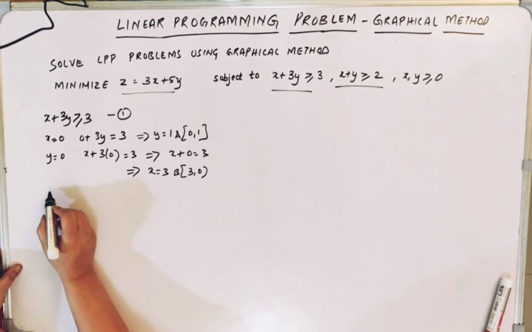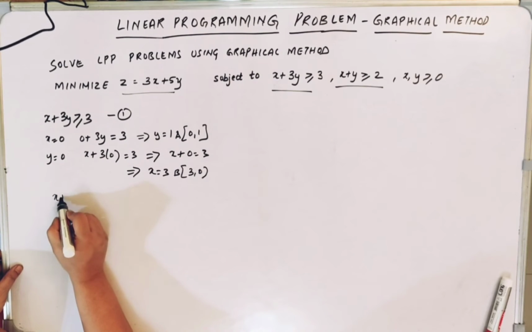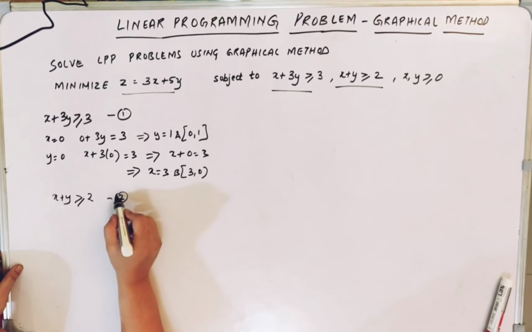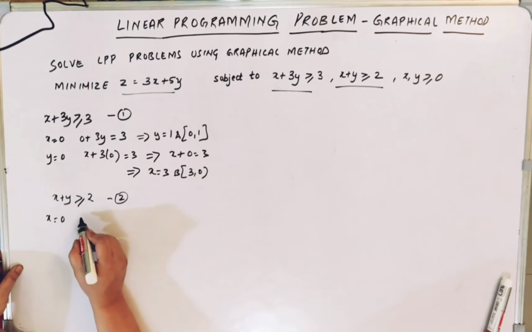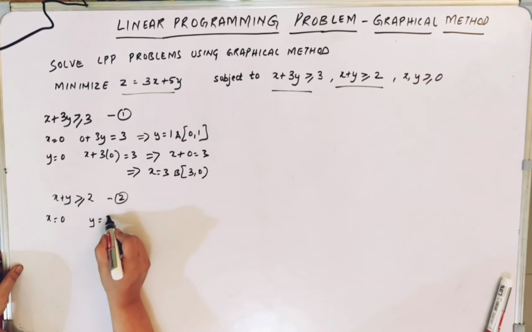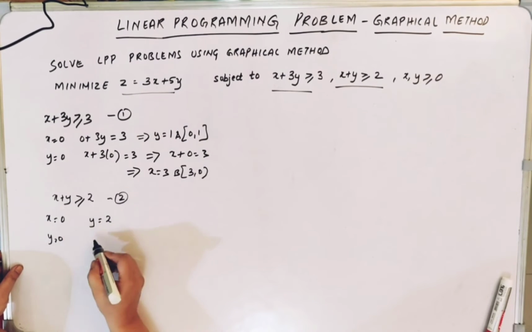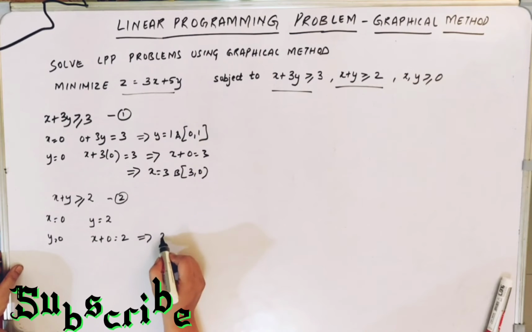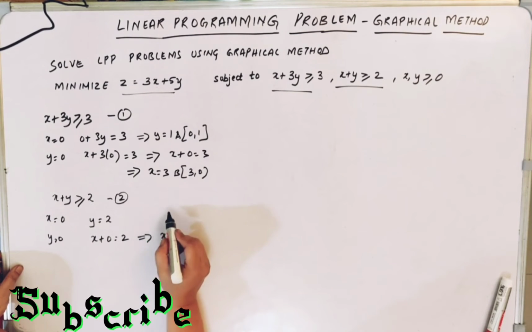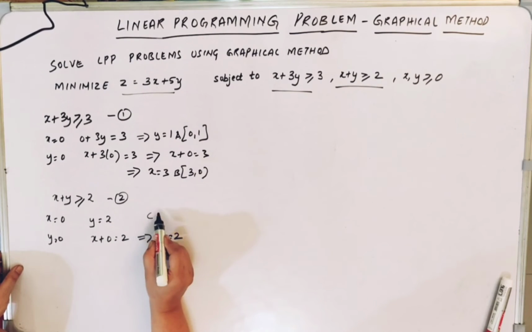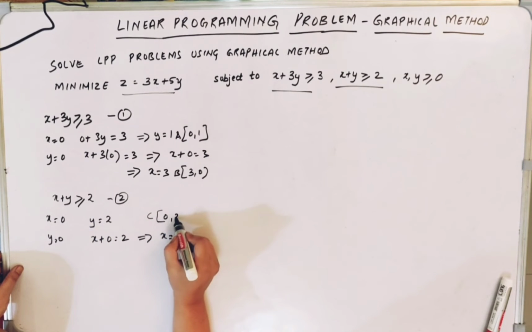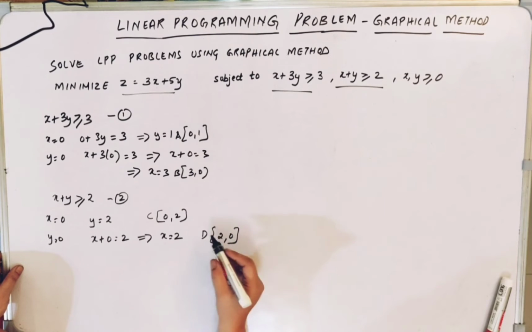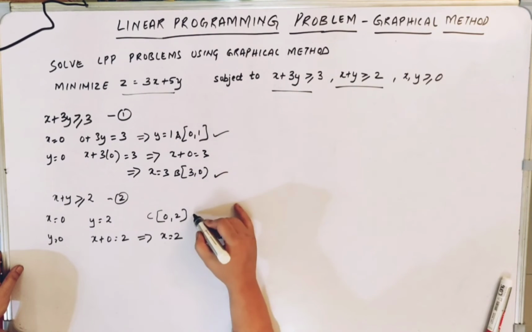Now let's take the second constraint. What is the second constraint? X plus y greater than or equal to 2. Take x is equal to 0, we get y is equal to 2. Take y is equal to 0, you will get x plus 0 is equal to 2, which is x is equal to 2. Now let's call this point C, x is 0, y is 2, and point D, x is 2, y is 0. So we have our 4 points here.